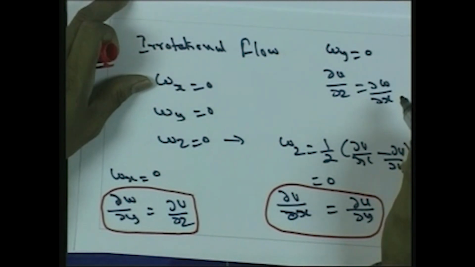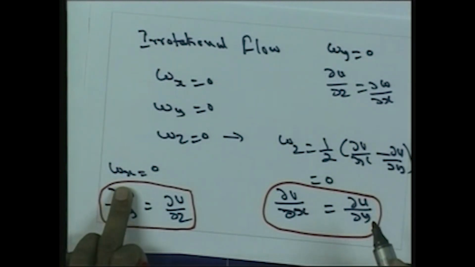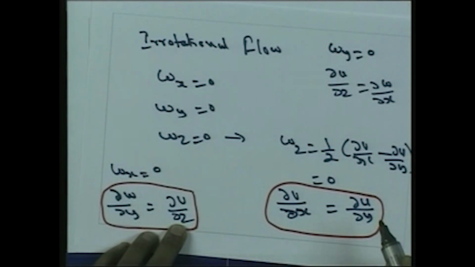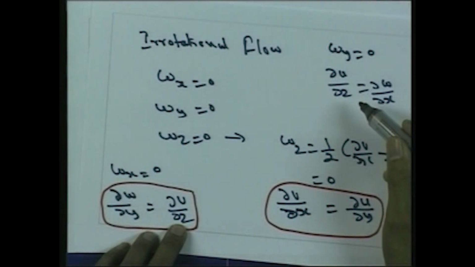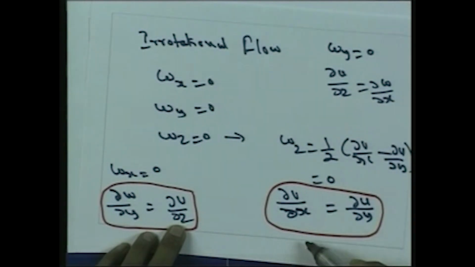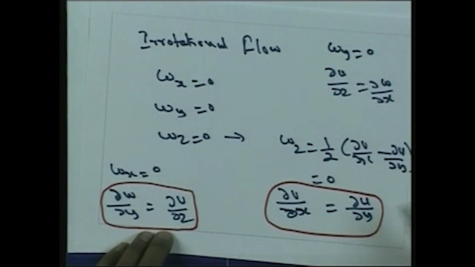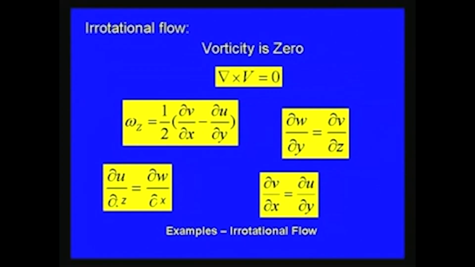Like this we can define all the terms: when omega x is equal to 0, del w by del y is equal to del v by del z. When omega y is equal to 0, del u by del z is equal to del w by del x, and when omega z is equal to 0, del v by del x is equal to del u by del y. So that means all the vorticity components are 0. Now with respect to this, we will discuss a small example of irrotational fluid flow.